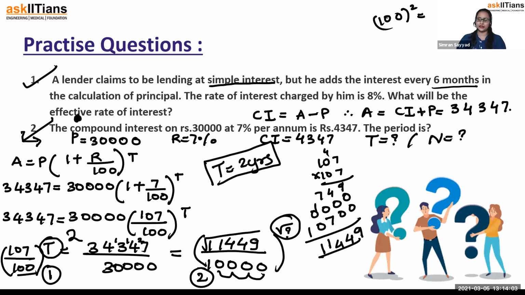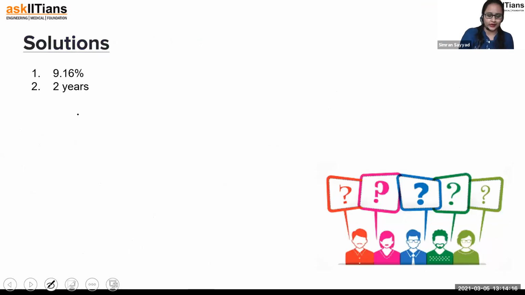So here the term effective is coming because he is not paying the interest in a particular 1 year. In 6 months, 6 months, 6 months he is doing. So what are we going to do for this? Let's just quickly solve this. First, we are going to calculate how much interest he has charged in the first 6 months.